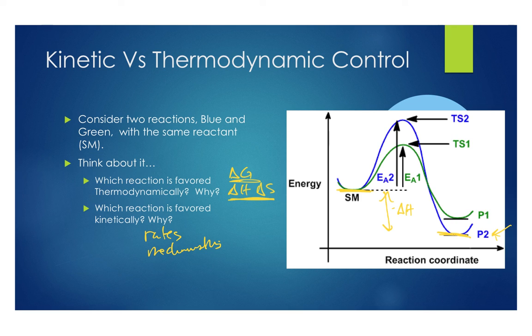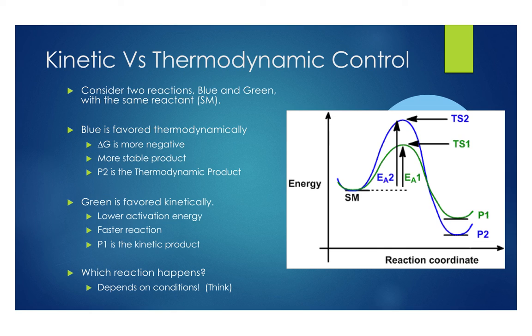Which one is favored kinetically? Well, kinetics deals with what's going on in between. And we can see here that our activation energy for the green TS1 reaction is actually less than that of EA2, which has a higher activation energy. So which reaction is going to happen faster? TS1. Which one is more favored thermodynamically? TS2, or rather P2. Which one's going to happen faster? TS1. This leads to a whole bunch of different conclusions that we can make.